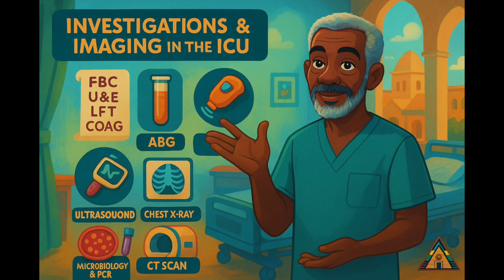Investigations in the intensive care unit must be purposeful, timely, and interpreted in the clinical context, because critically ill patients can deteriorate quickly and laboratory trends are often more meaningful than single values. We begin by reviewing routine daily blood tests, including full blood count, renal profile, liver function, electrolytes, coagulation markers, and arterial blood gases, analyzing not only absolute values but also whether these results reflect stabilization, improvement, or worsening organ function.